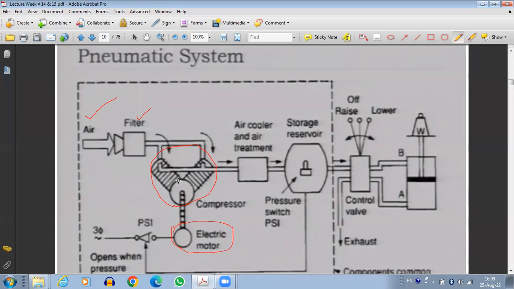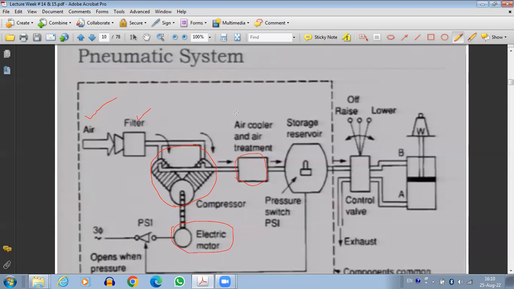So once the compressor is running, the compressor is going to produce the pressurized air. Now, we have to make the pressurized air pass through an air cooler or air treatment. Why do we need air cooling? Because there is a possibility that there is moisture within the air, and the moisture in the air is going to damage the control valve. So we need only dry air to enter into the control valve.